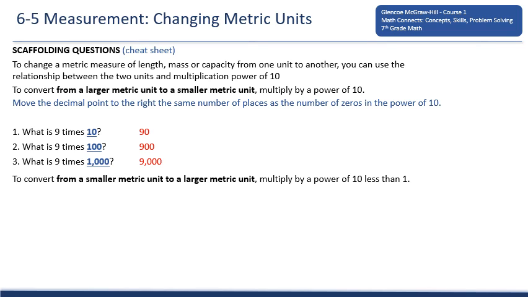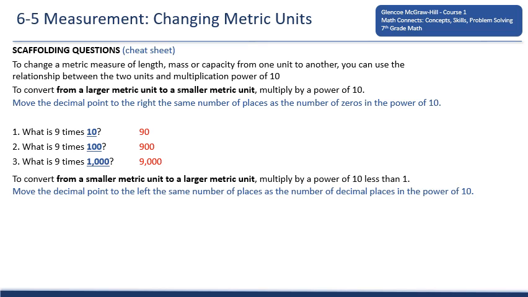To convert from a smaller metric unit to a larger metric unit, multiply by a power of 10 that's less than 1. So move the decimal point to the left, the same number of places as the number of decimal places in the power of 10. What is 9 times a tenth? 9/10. We move the decimal point one place to the left.